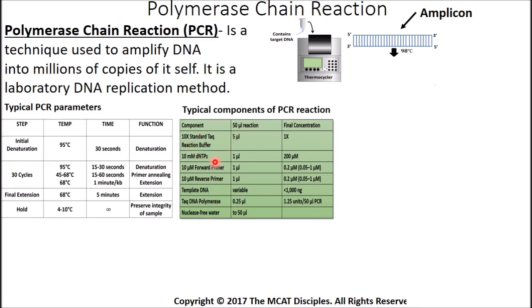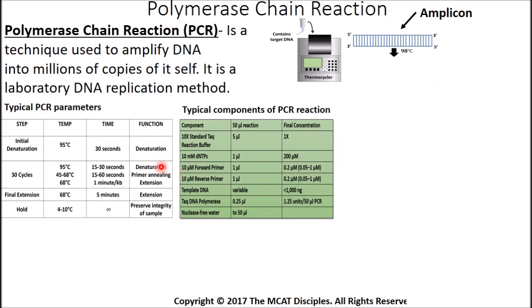So that's what all these typical components are about. You'll notice you don't see magnesium here, and that's because it's incorporated into the Taq reaction buffer. Alright. There are 3 steps to PCR, truly. 3 real steps in the cycle of PCR. It's denaturation, primer annealing, and extension.